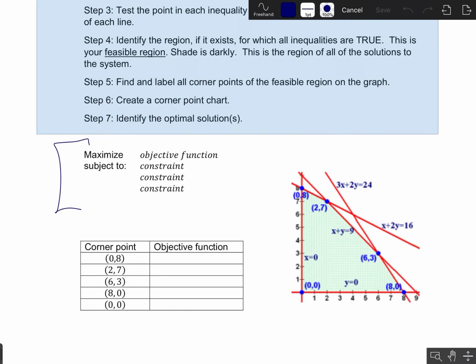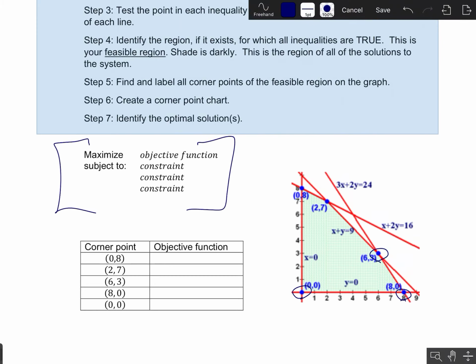So the way that these problems will look is like this. They'll always look like maximize some objective function subject to a list of constraints. Those constraints are going to be inequalities like the ones that we had above. And what we'll end up getting is a feasible region like this. So this would be the region that would be darkly shaded like we saw above.